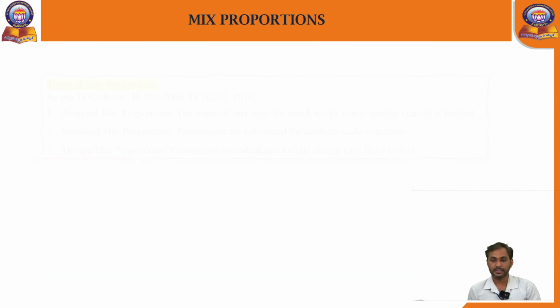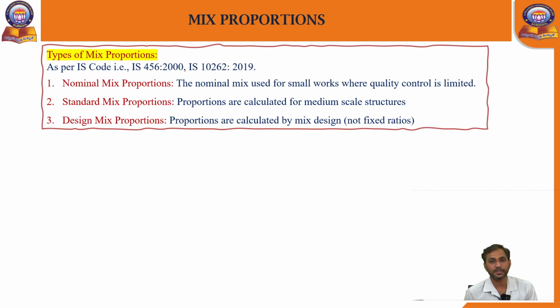Okay, next. The types of mix proportions as per IS code, as per IS 456-2007 and as per the mix design code IS 10262, latest version of 2019. There are 3 types of mix proportion grades. First is nominal mix proportion, second is standard mix proportion, third is design mix proportion. The nominal mix proportion is used for very small works, where quality control is limited.